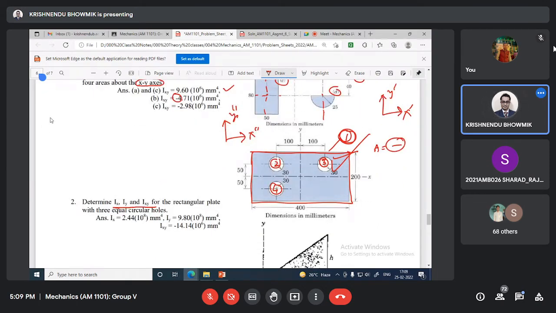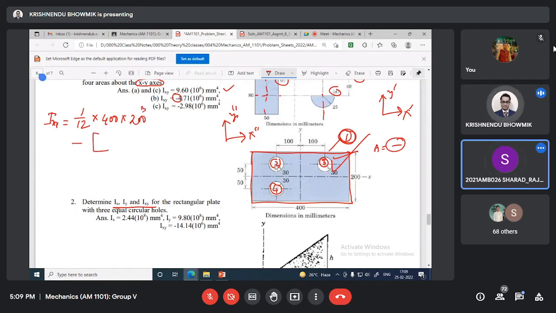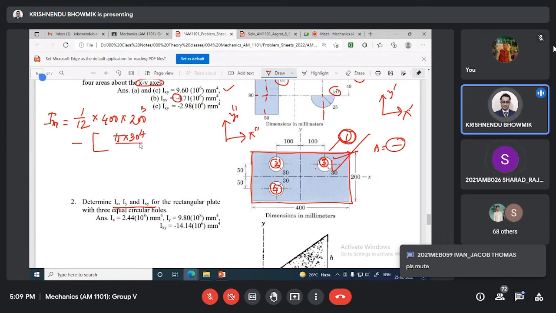Let me write down. So IXX for the bigger one will be 1 by 12 base 400 multiplied by height cube, minus, there are 3 cutouts. I am considering IXX. For these 3 cutouts, it will be pi r power 4 by 4, with r equal to 30.